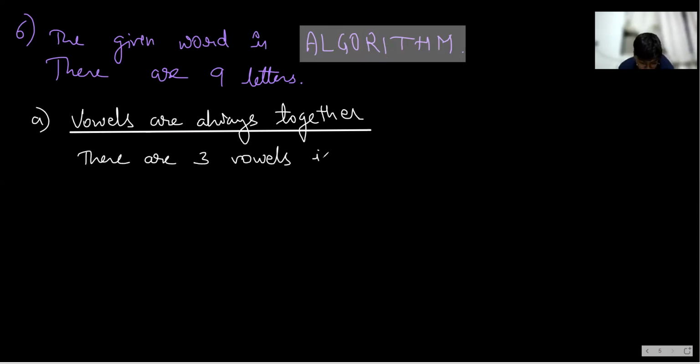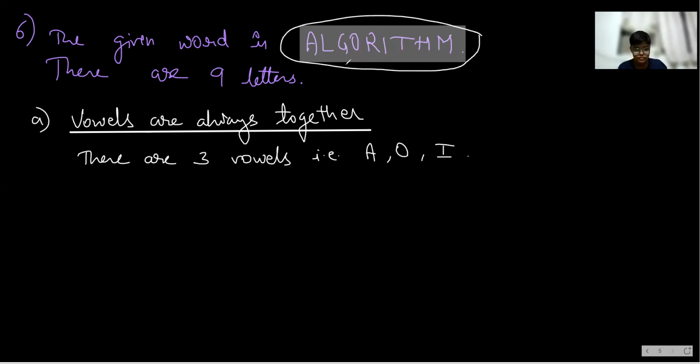The 3 vowels are A, O, and I, okay? Now see students, they are saying vowels are always together. When they say the vowels are always together, what they mean is that when you are making an arrangement, the arrangement should seem this way.